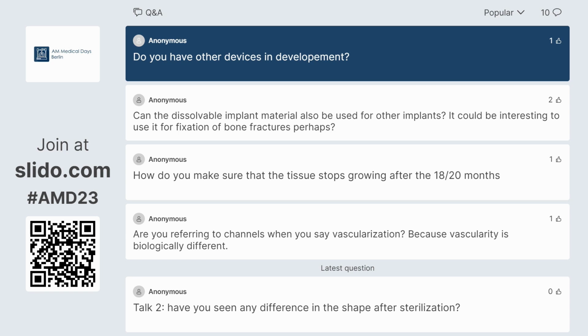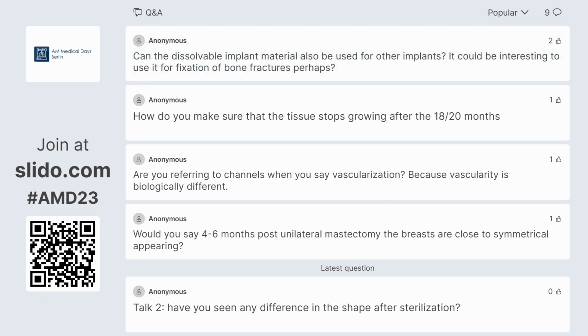Okay. Next question, I think, is still answered. It's a question concerning the stop of cell growing, and you told us that the cells stop if they reach the edge of the cage. The edge of the implant, it stops, or the skin, if the implant is over, the compression of the skin will stop the growing.